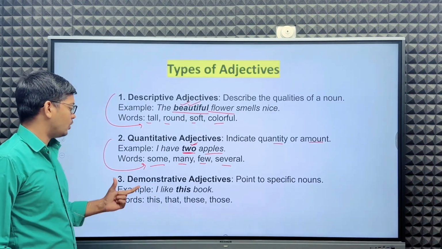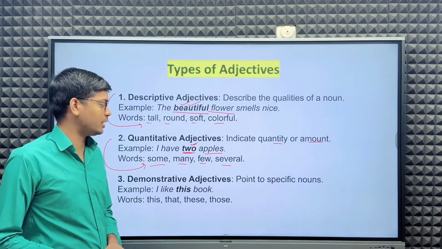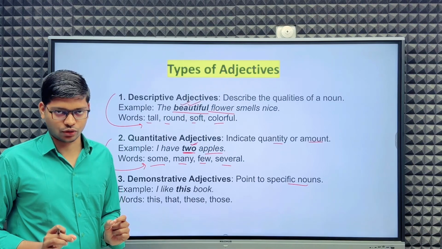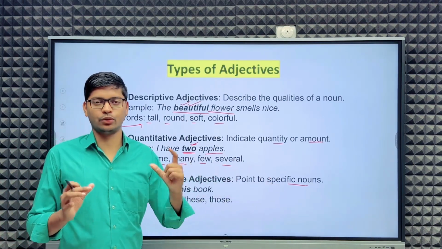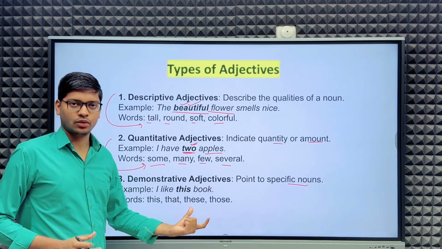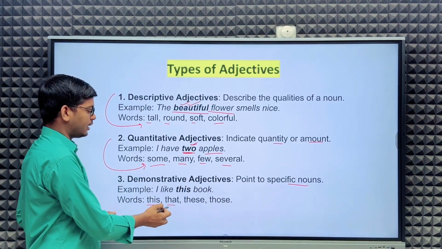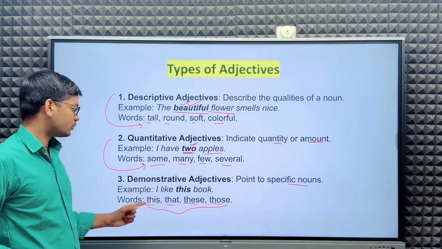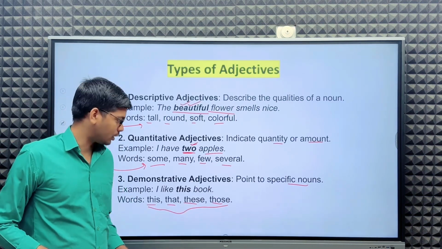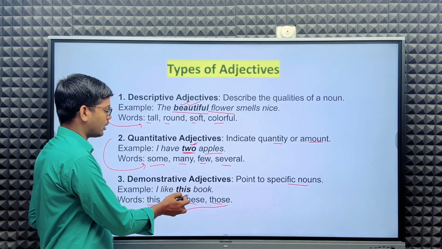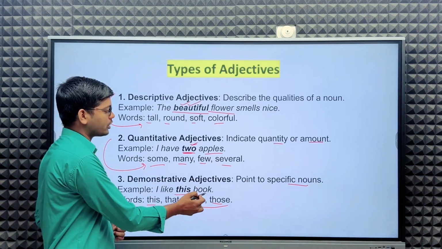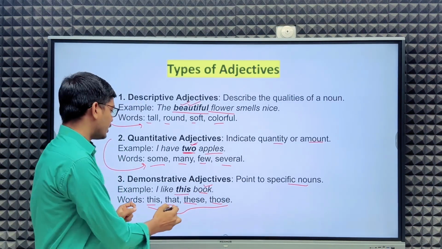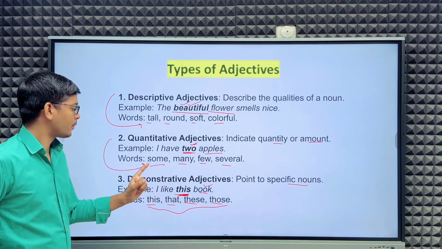Okay, third type here, demonstrative adjectives. Demonstrative adjectives point to specific nouns. To point out specific nouns, we use demonstrative adjectives. For example, this, that, these, those. There are 4 words here to indicate demonstrative adjectives. Example: I like this book. Book is a noun, but to indicate a specific book, we use a demonstrative word, here this.